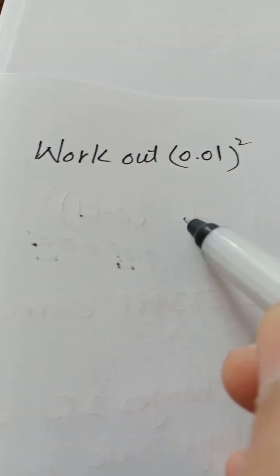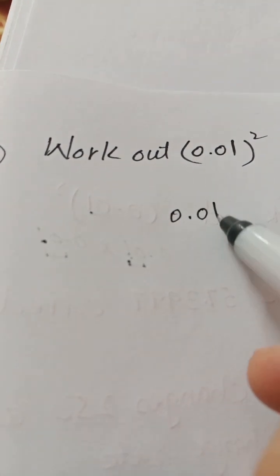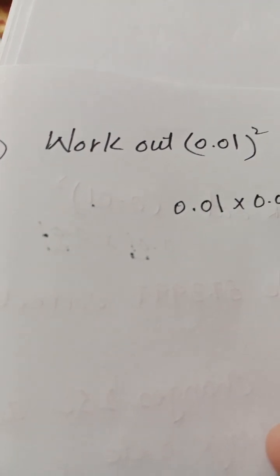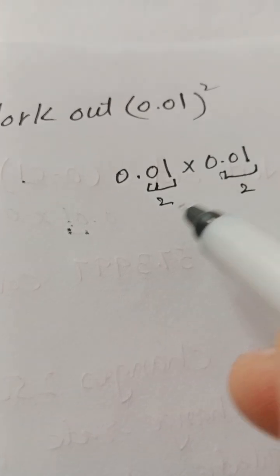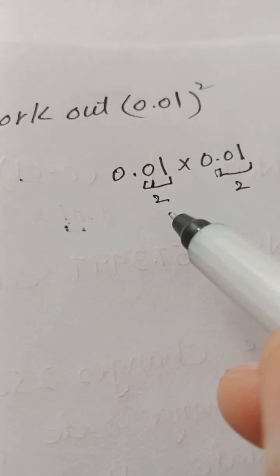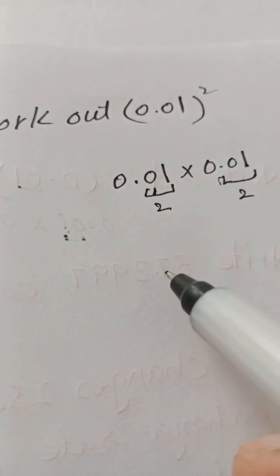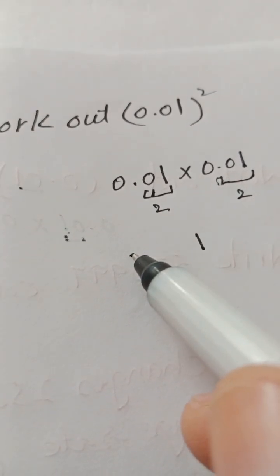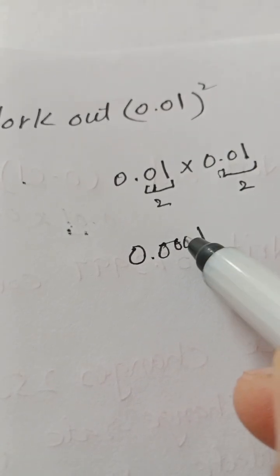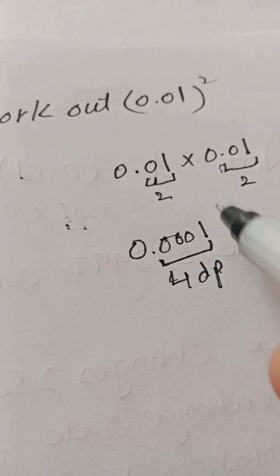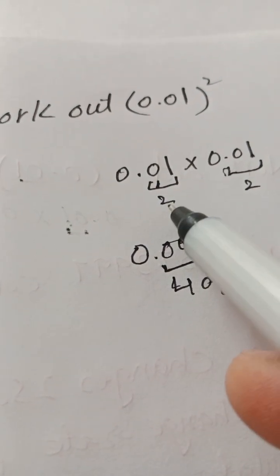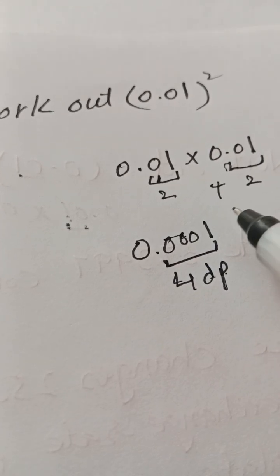Question number 1 is here, work out 0.01 square. We will take the square of 0.01 here after multiplying 0.01 with 0.01. We can see that we have two decimal places in the first and two decimal places in the second term. So when we multiply these two numbers, we get 1 times 1 is 1, and it will be equal to 0.0001. So there are four decimal places in the square value of 0.01 square, that is 2 plus 2.